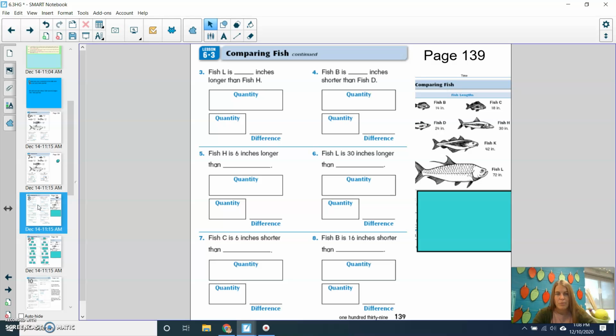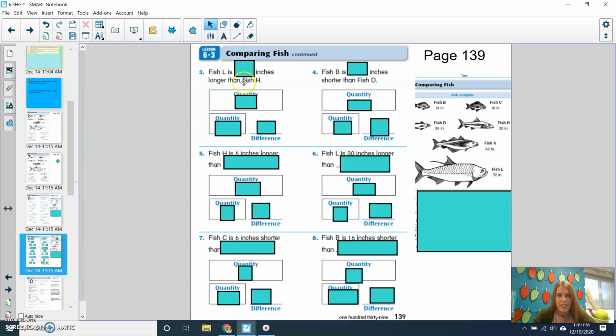Let's continue comparing fish by looking at page 139. We'll also keep checking 138 for our inches and our lengths. So for question 3, fish L is how many inches longer than fish H? Can you write down your quantities and differences? Why don't you press pause, solve as much of this page as you can, and then press play when you're ready to check.